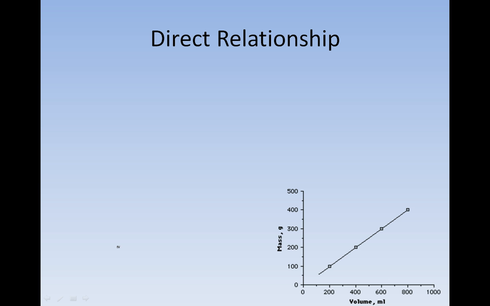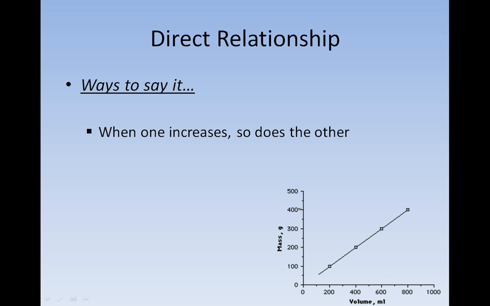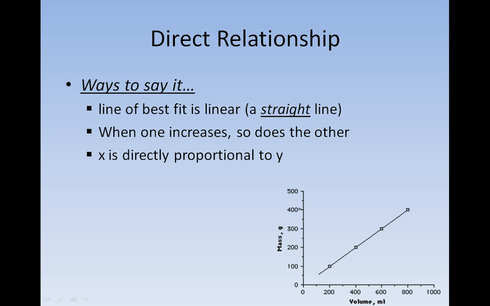The first thing we're going to talk about is a direct relationship. A graph for a direct relationship might look something like this, where as you increase the x value, the y value also increases, so it has a positive slope. Here's a couple other ways that we could say something has a direct relationship. You could say when one variable increases, so does the other. Or you could say that the line of best fit for the data is linear. It's a straight line. You could say that x is directly proportional to y.